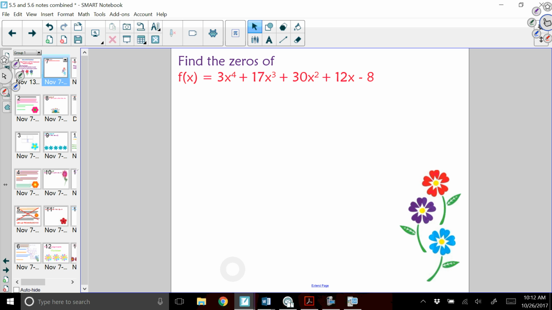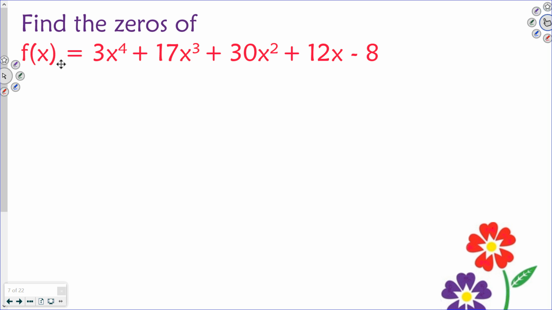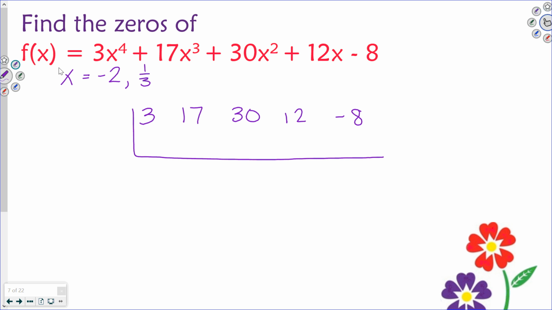So let's come back to our notes. We found x equals, what was the first one? -2. And then we found 1/3. Those are the two that we found. All right, so let's set up our synthetic: 3, 17, 30, 12, -8. Again, always checking if anything's missing. In this case, it's not. It doesn't matter which one you start with. I'm going to start with the -2 because it's the first one I wrote down. Drop down that 3.